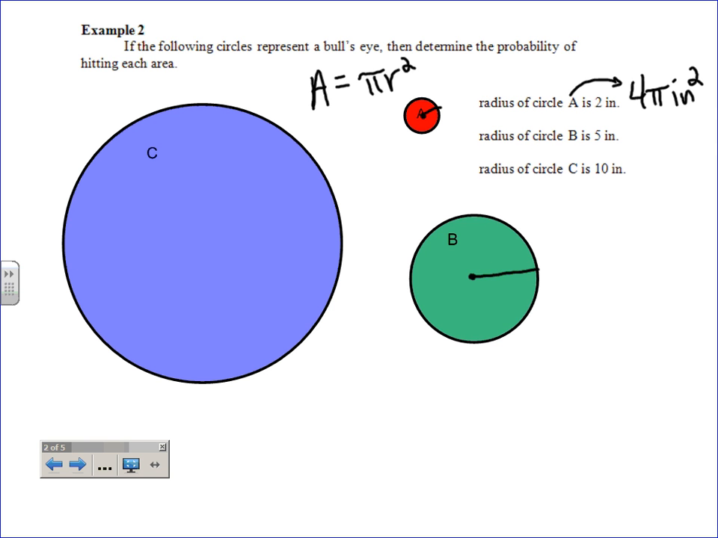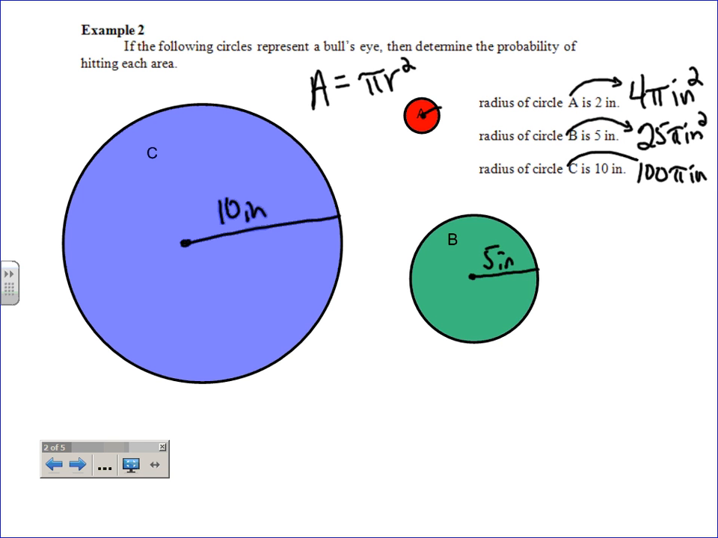is how much? 5 inches of a radius? Yeah, that's tough. So circle B has 5 inches. And so if I put 5 in there, what's the area for B? 25 pi square inches. And here's C, which is apparently really big compared to the other ones. 10 inches, and so it is 100 pi square inches.